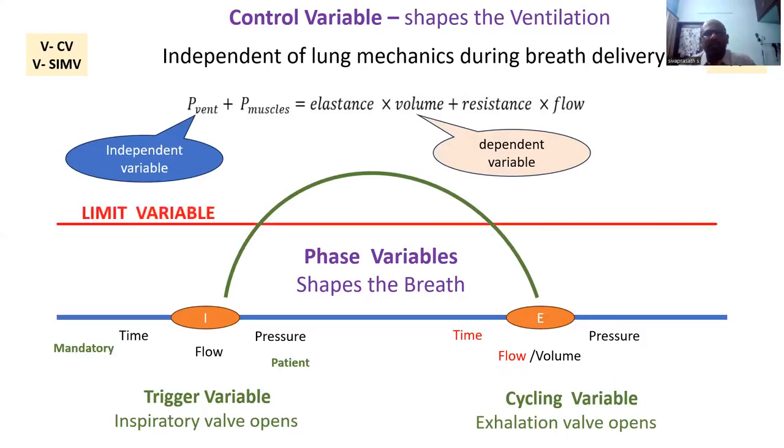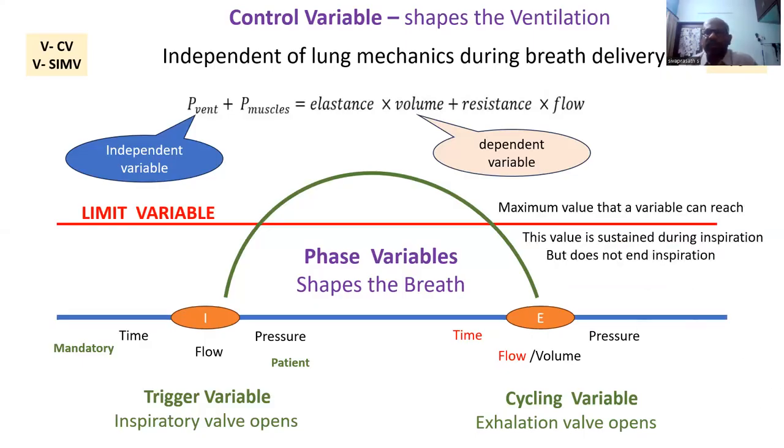Coming to yet another important variable, that is the limit variable. It is the maximum value that any variable can reach during the inspiration process. Remember that this value is sustained during inspiration, but it never ends the inspiration. The limit variable can never become a cycling variable. It is the maximum value that the variable can achieve during inspiration.